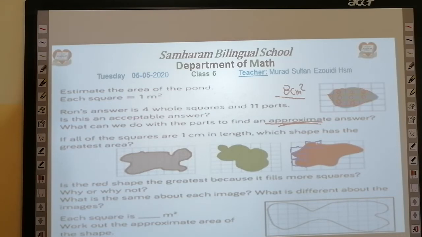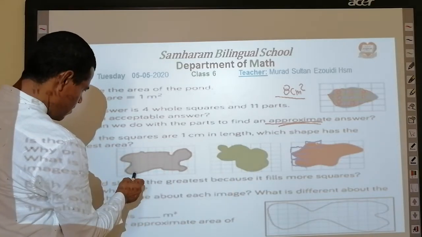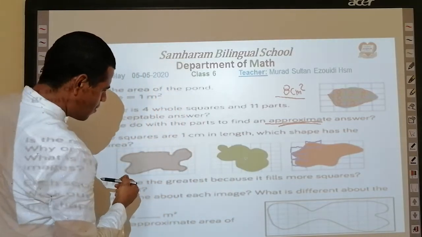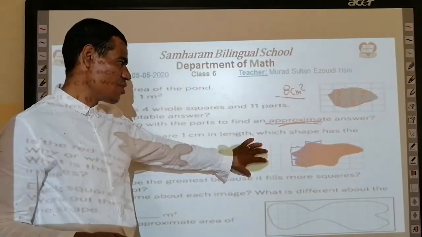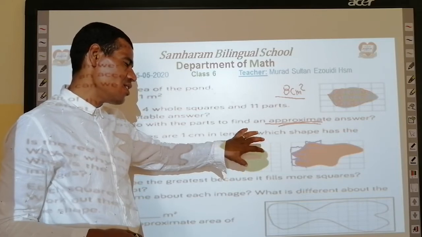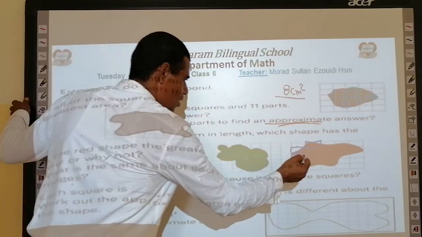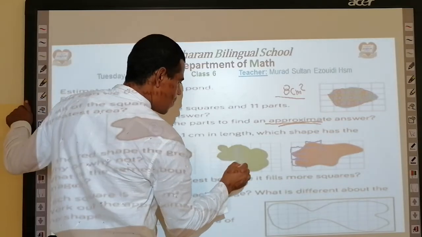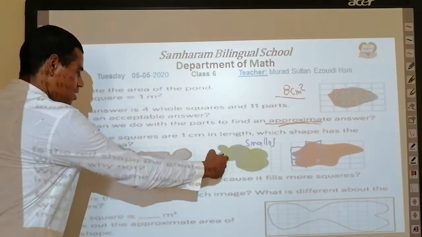Okay, what is the same about each image? What is the difference about this one? This is 1, 2, 3, 4. This one can fill more squares, but this one is the shortest shape, the least shape that can fill more squares. So this is number 1, my learners, in area terms. This is number 2, and this is number 3. Number 3 means smallest. This is largest, then comes this, then that.